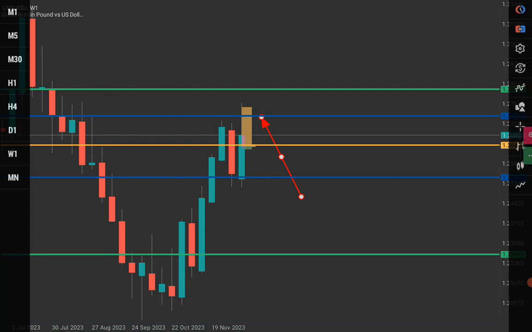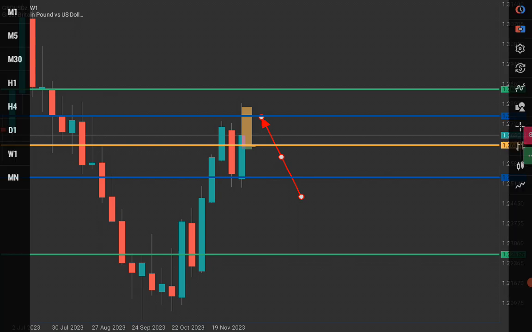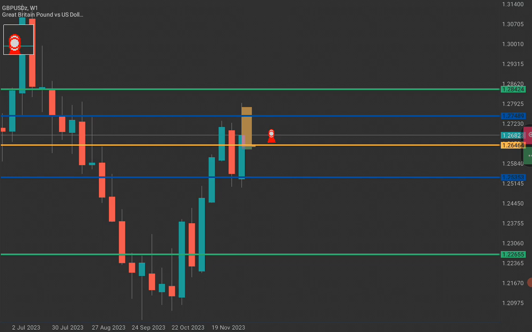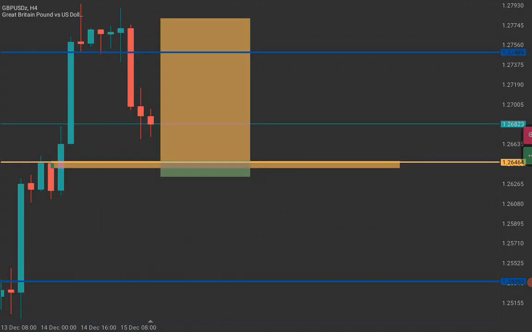When price gets to my weekly zone, normally I refine it to the 4-hour time frame to avoid manipulation. After price gets to my weekly zone, look at what price did. Let's go to the 4-hour time frame real quick.